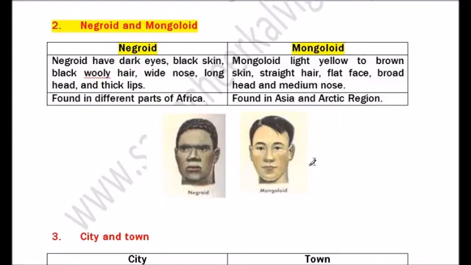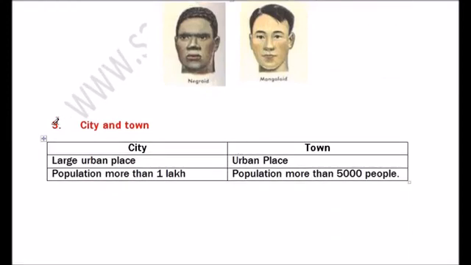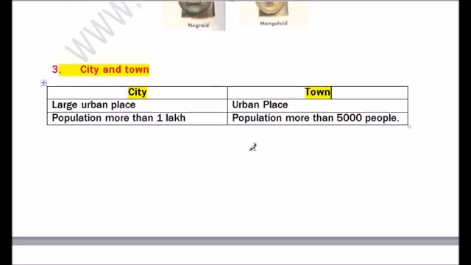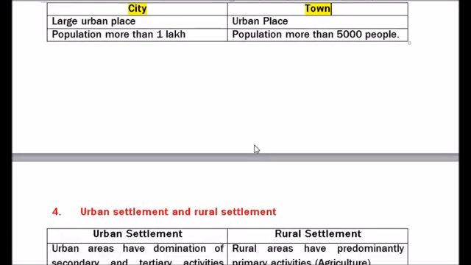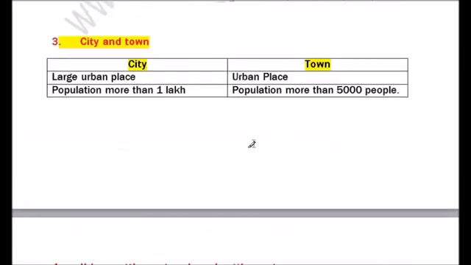Question number 3. City and town. City. Large urban place. Population more than 1 lakh. Town. Urban place. Population more than 5,000 people.